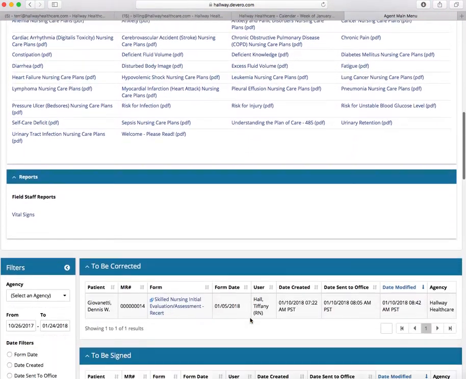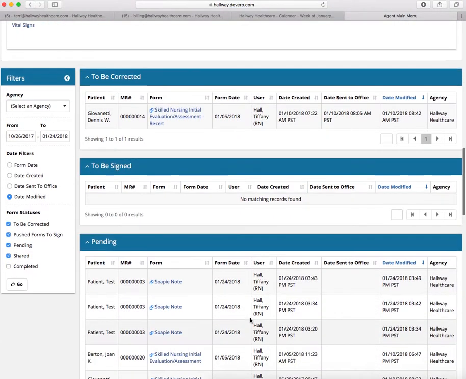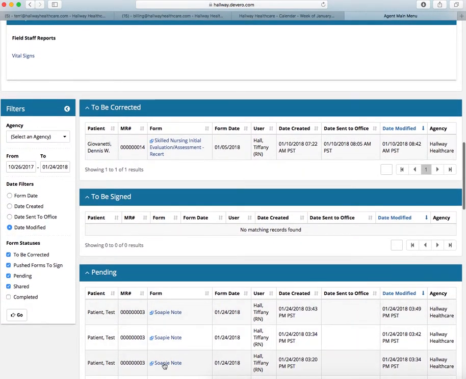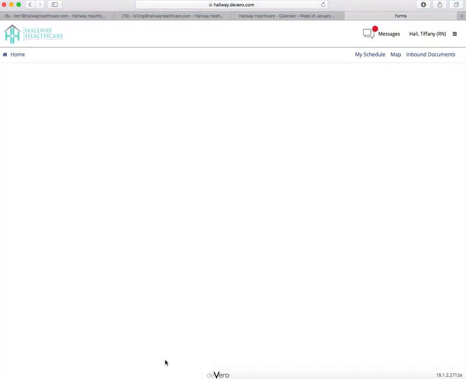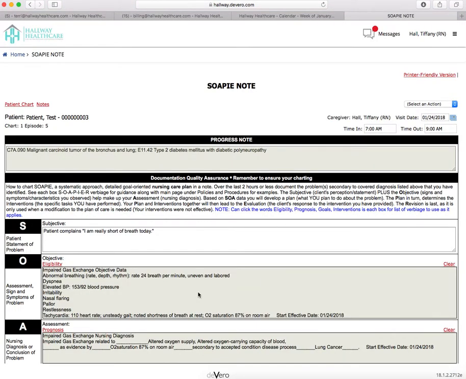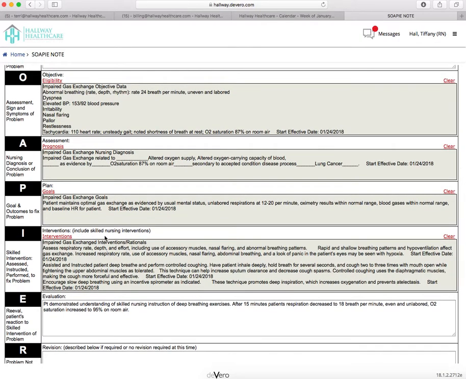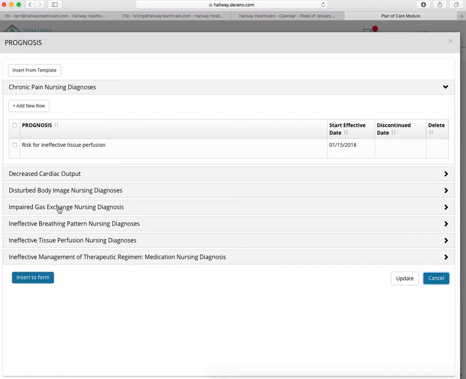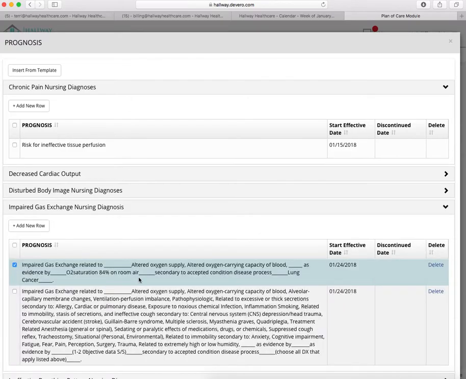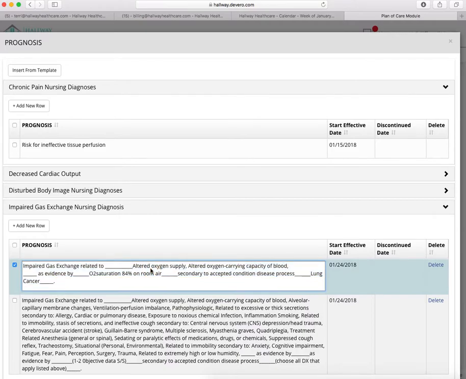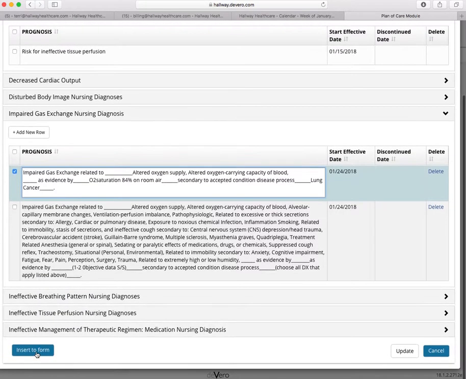So now I'm scrolling down to my pending of what I just worked on. And again, after you get done, you just open up these forms, double click, look at them again. And if you realize anything that you forgot, for instance, all of a sudden you forgot to put the diagnosis, again, all you have to do, click the prognosis, go into the care plan, and then double click the box, click it again so it doesn't delete all on you, and then fix it. And then go to insert to form.